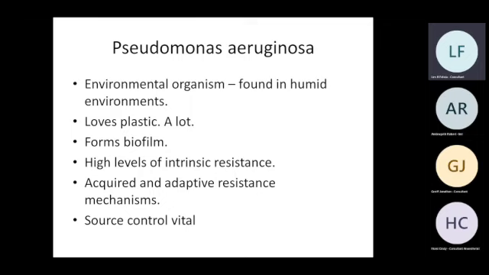I mentioned earlier about Pseudomonas being an environmental organism. This bug has the ability to use very simple organic molecules, such as just carbon, as a fuel source. So because of that, it can be found in areas that you think bugs shouldn't grow.